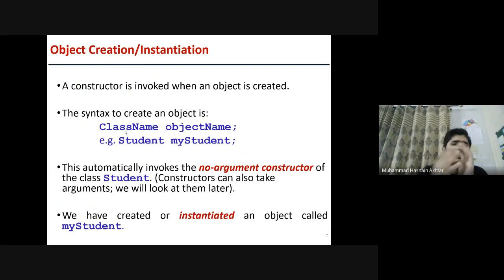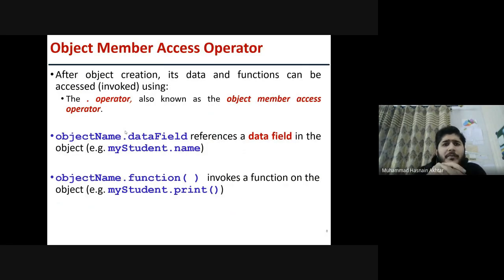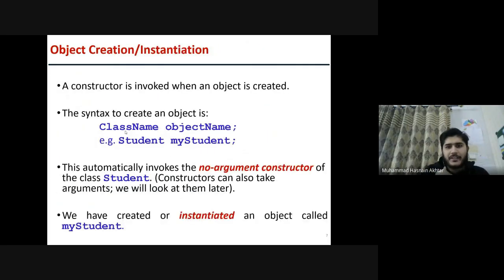Now, as I've written also in the slides, the constructors can also take parameters. We will discuss them a little later, okay? Now comes the object member access operator. After you have created the object, you can call the data members of the class, which obviously should be public. If you want to call a data member or any function, those should be public in your class. If their visibility is private, you cannot call them directly. They can only be called in the other functions of the class. So for example, right now you want to call, you created an object of myStudent, as we discussed in the previous slide.